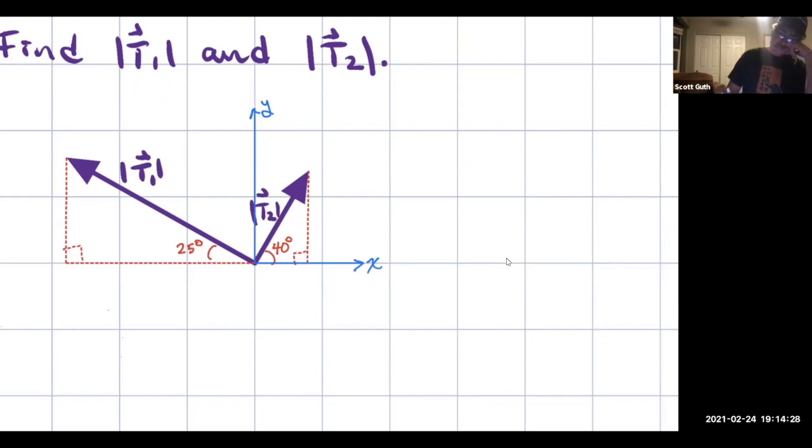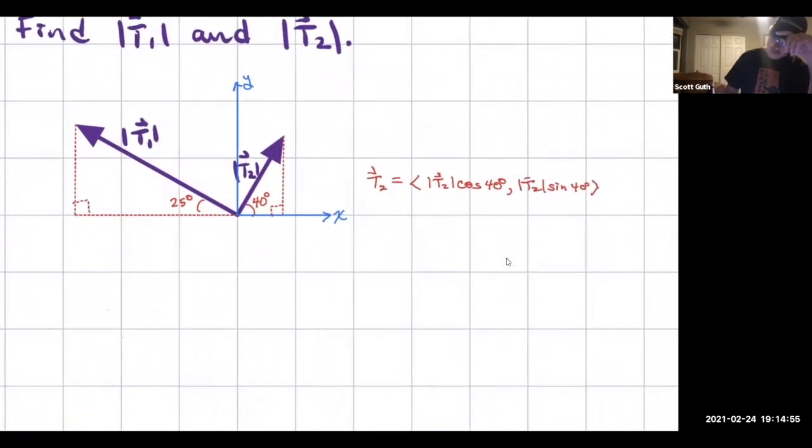So the first vector, I should say the second one's probably the easiest. So T2, the vector is just going to be the magnitude of T2 cosine theta. Well, for T2, theta is 40 degrees. And then magnitude of T2 sine theta, that is sine of 40 degrees. Now, if you want, you can use the reference angle for T1, 25, or you can use the full angle. So the reference angle for T1 is 25 degrees, but the full angle for T1 is really 180 minus 25, which is 155 degrees. That's this angle going from the positive x-axis.